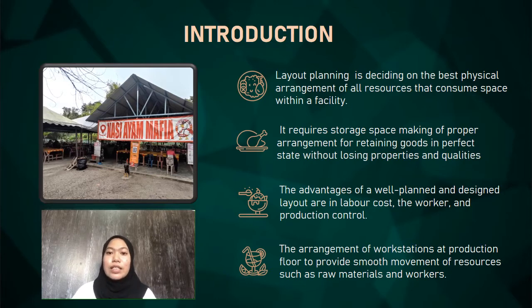The second one is the layout for Nasi Ayam Mafia restaurant. It requires storage space, making a proper arrangement for retaining goods in perfect state without losing properties and quality. Still, these are needed by the ultimate consumer and taken to the market. It creates both time and place utilities.